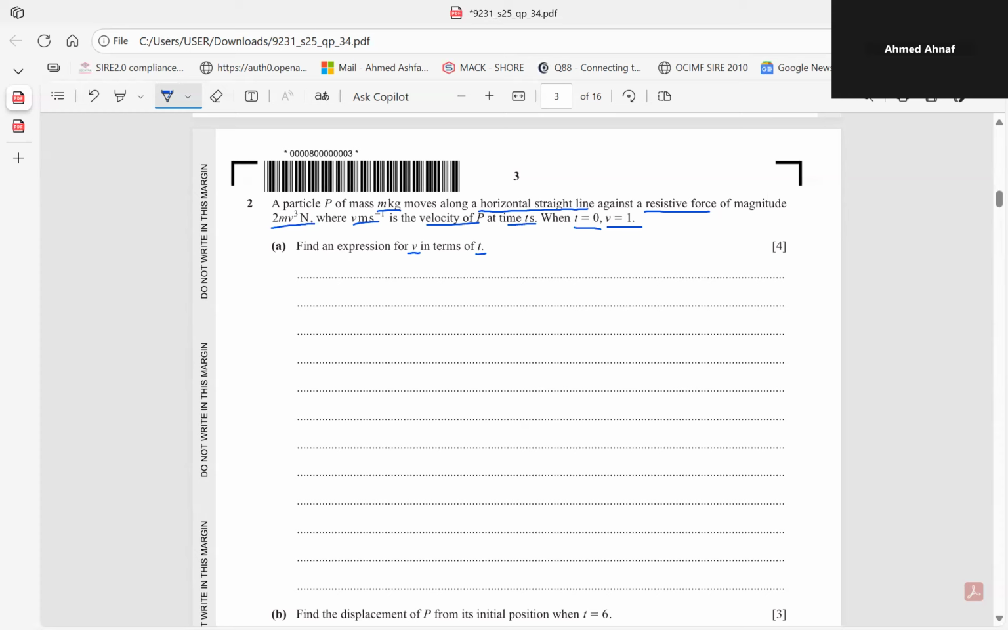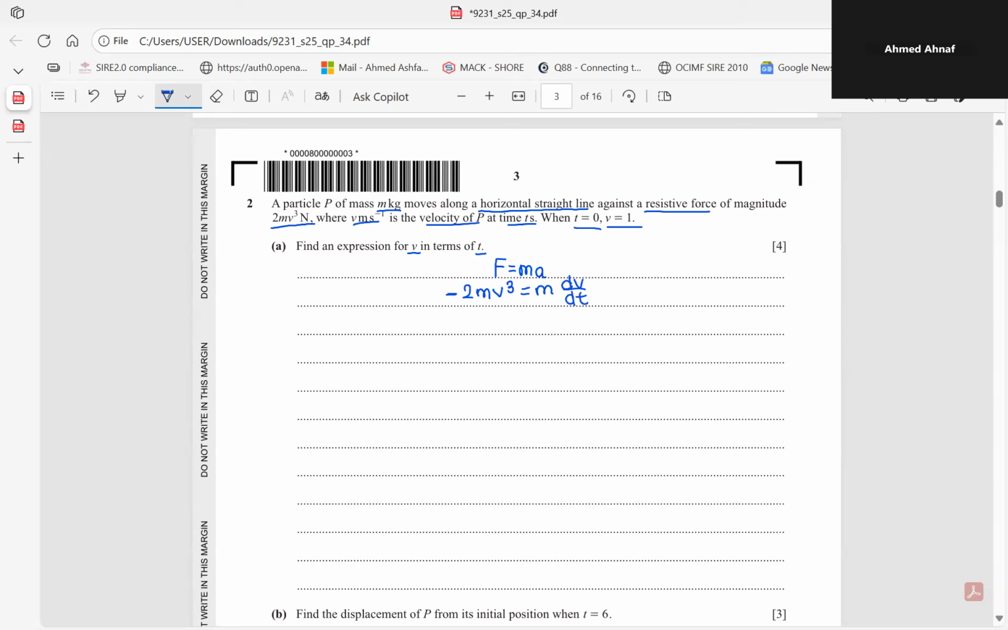Okay, so to do this question, let's first write down Newton's second law, F equals ma. So F is the resultant force, and since the only force that we're told is the resistive force, we're going to put a negative sign over it. So negative 2mv cubed equals m, and then a is going to be dv/dt, since we want to find an expression of v in terms of t.